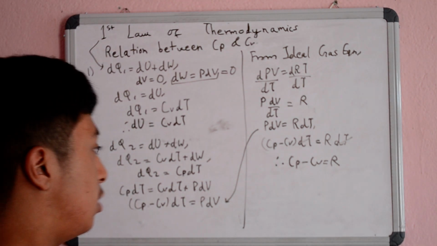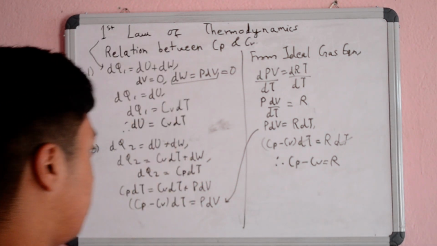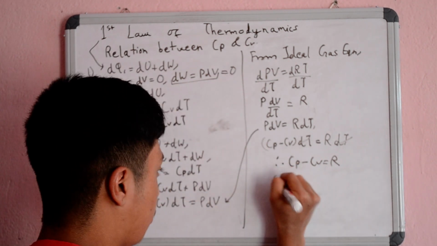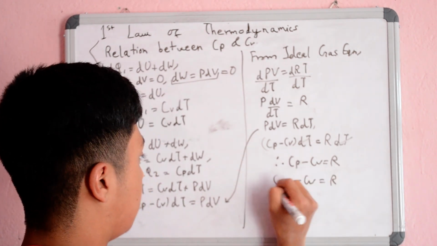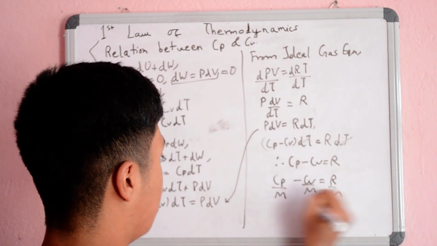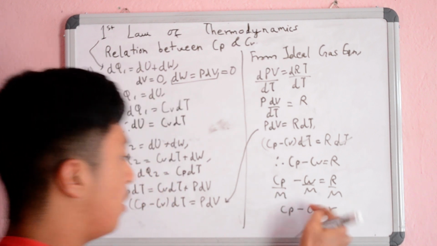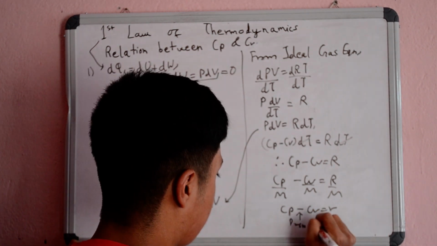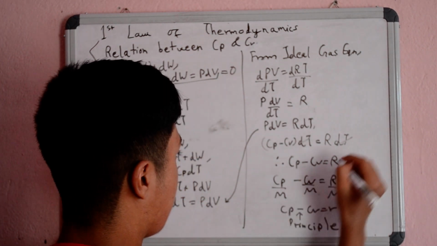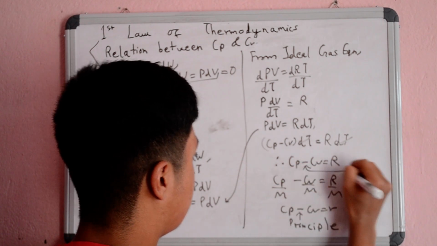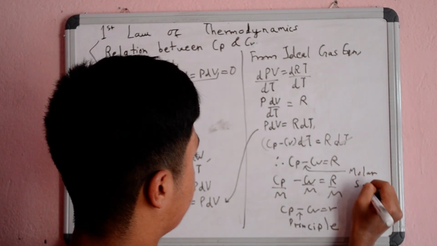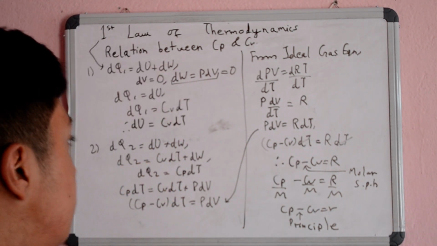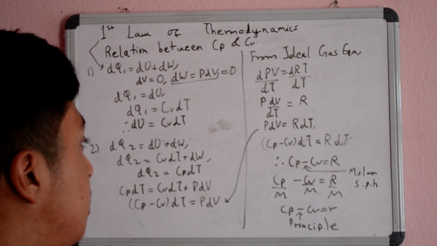Now this is known as the molar specific heat constant. And if we divide everything by the molar mass of the gas, we get our principal specific heat constant. So I'll just write it here, principal, and these two are our molar specific heat constants. And we need this for our numericals, and this is it for the relation between Cp and Cv.